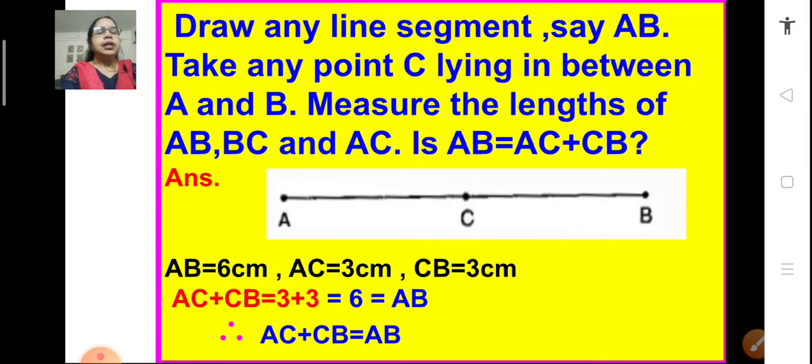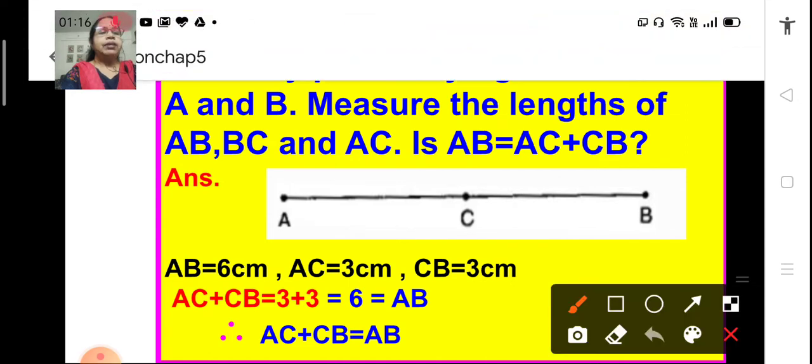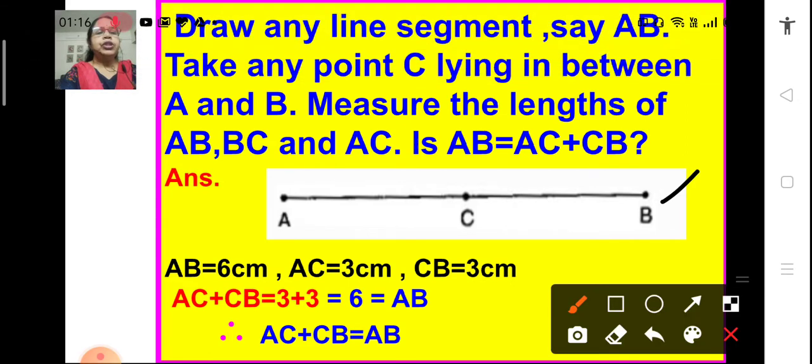Draw any line segment, say AB, take any point C lying in between A and B. Measure the lengths of AB, BC and AC. Is AB equal to AC plus CB? We have a line segment AB, we have to take a point C on that and we have to prove that AC plus CB is equal to AB.